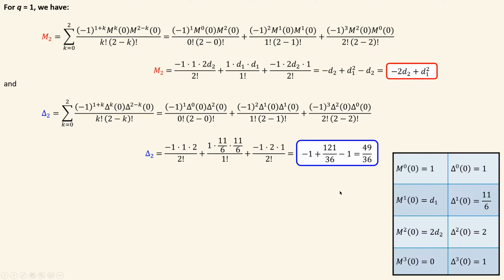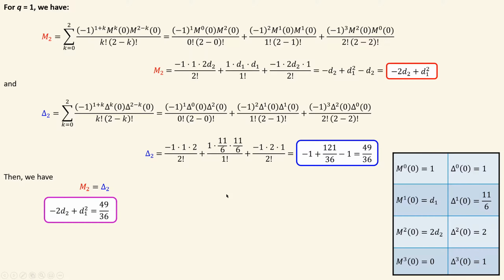Okay, that is the result here. What's next? Now, we have determined the values for M2 and delta 2. We need to equate these two, and then we have the following expression. This is actually our first equation in order to determine D1 and D2, because at the end, that is our goal. We need to determine D1 and D2 such that the lower order approximation is complete. So that's the first step.